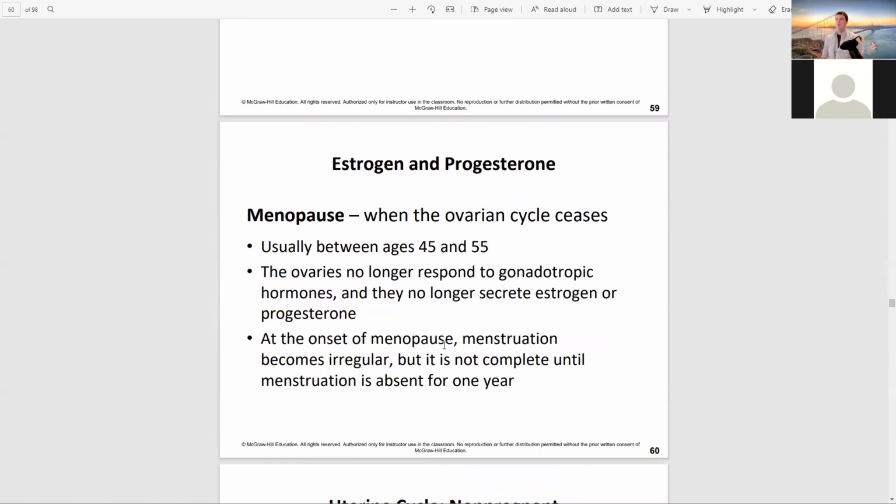So menopause is when the ovarian cycle ceases, usually between ages 45 and 55. The ovaries no longer respond to gonadotropic hormones, and they no longer secrete estrogen or progesterone. At the onset of menopause, menstruation becomes irregular, but is not complete until menstruation is absent for 1 year.